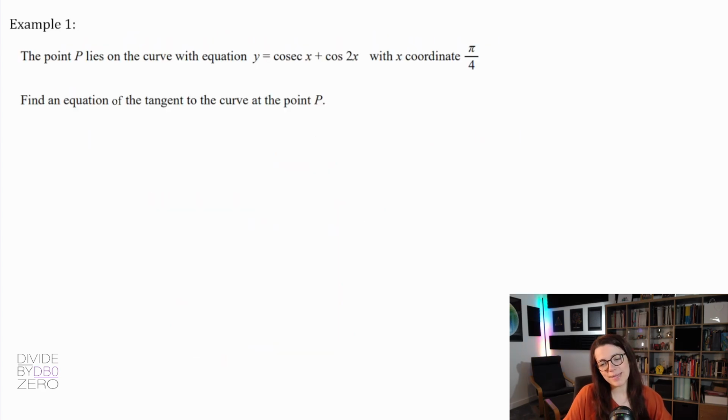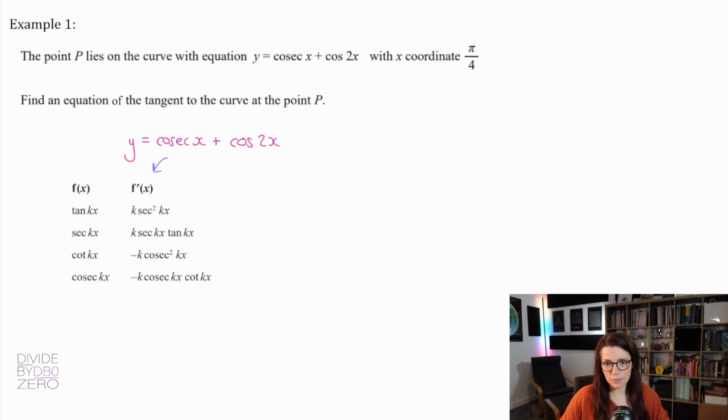Example 1. The point P lies on the curve with equation y equals cosec x plus cos 2x with x coordinate pi over 4. Find an equation of the tangent to the curve at the point P. So if we look at the function we're trying to differentiate, we've got y equals cosec x plus cos 2x. Now for the part that has the cosec x, you can refer to your formula book. If we look at that, we can see that we're told what the derivative of cosec is.